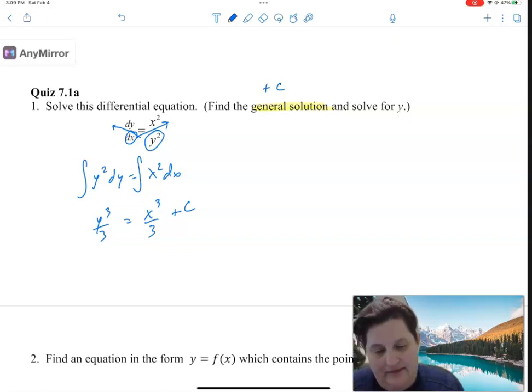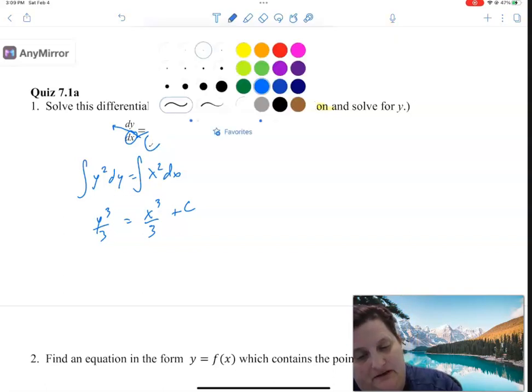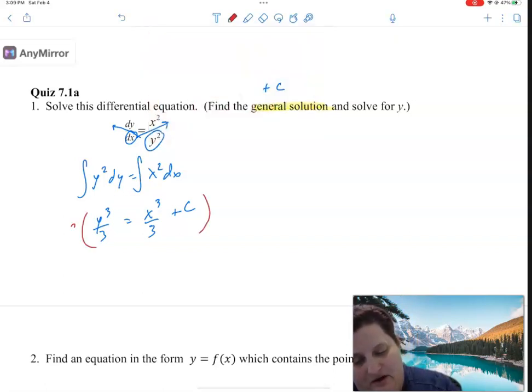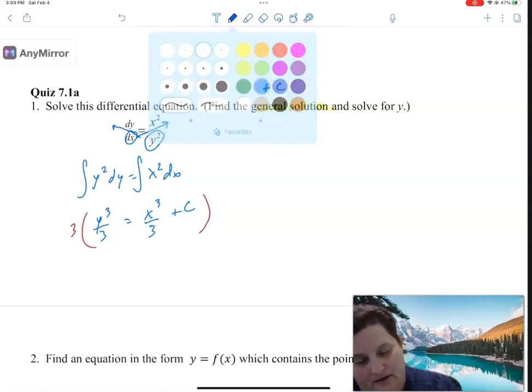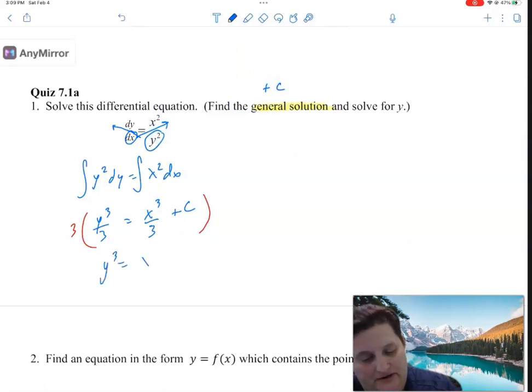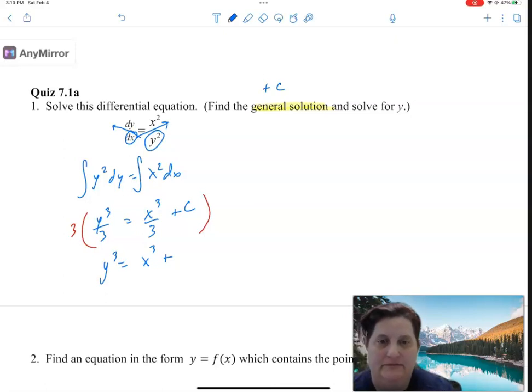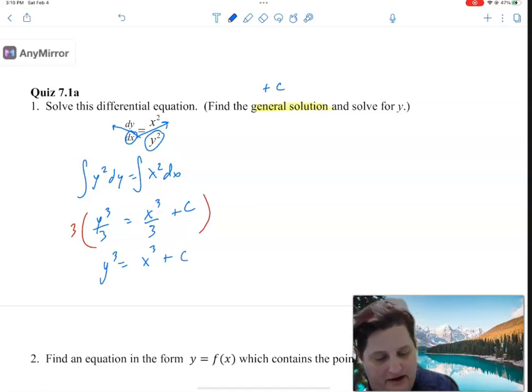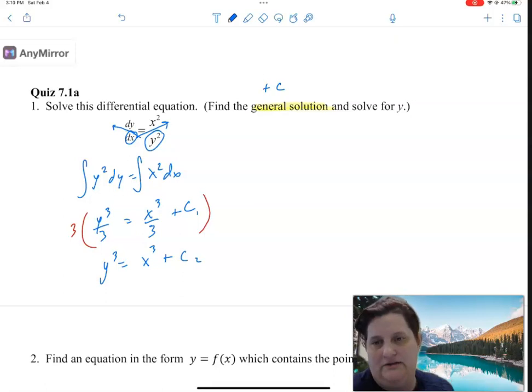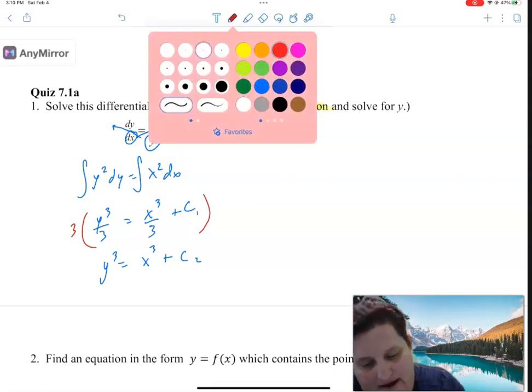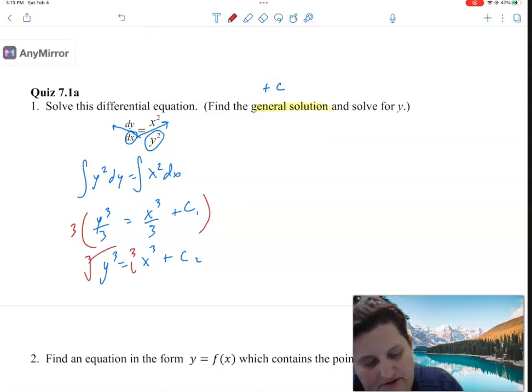All right, you guys, then what I'm going to do is solve this for y. First thing, I'll multiply everything by 3. So this gives me y cubed is x cubed plus, now, if I multiply a constant times 3, it's still a constant. Granted, it's a different constant, so if you want to distinguish that, you can call it constant 2, okay? And then I cube root both sides.